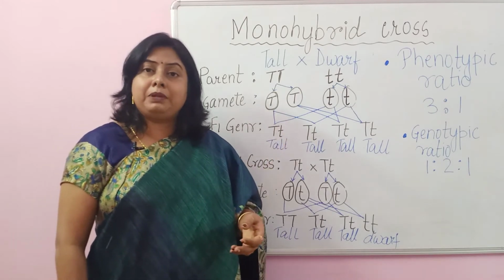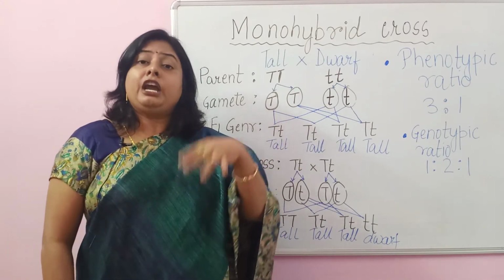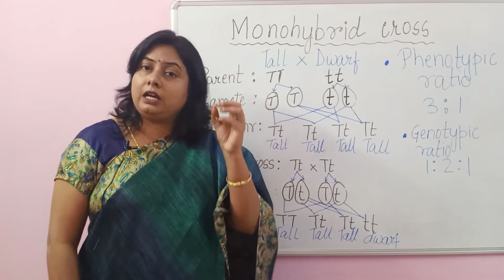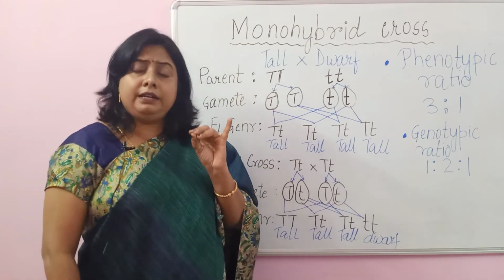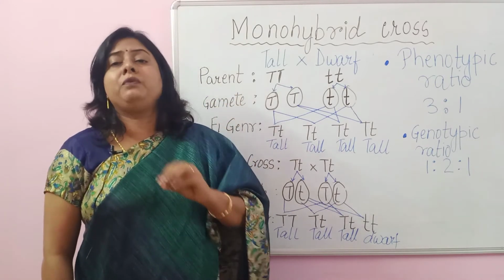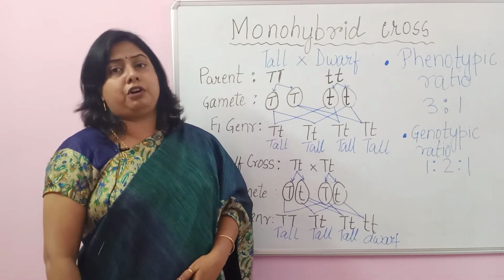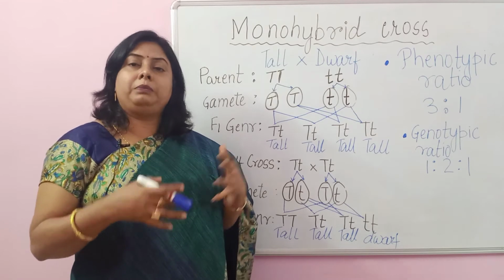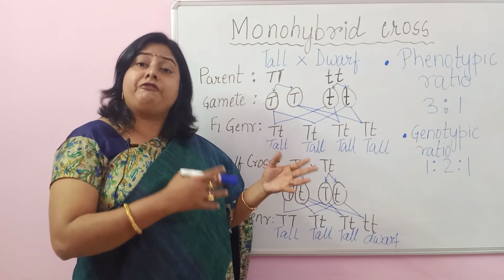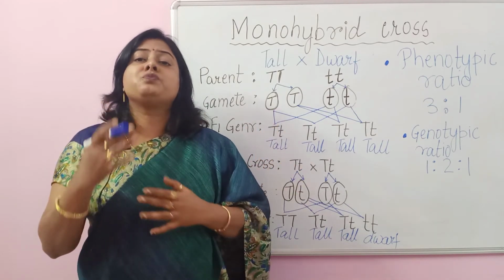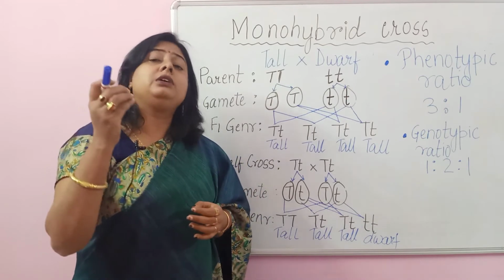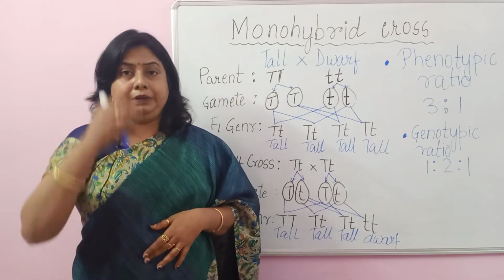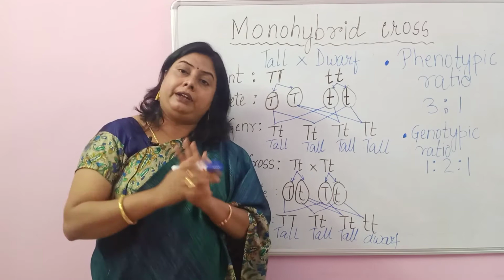So here small t is taken for the dwarf character. And in the second example that I gave you, yellow and green seed, if capital Y is for the yellow trait of the seed color, then small y will depict the green trait of the seed color. So the alleles will be capital Y for the yellow colored seeds and small y for the green colored seed. So this is a convention in genetics.